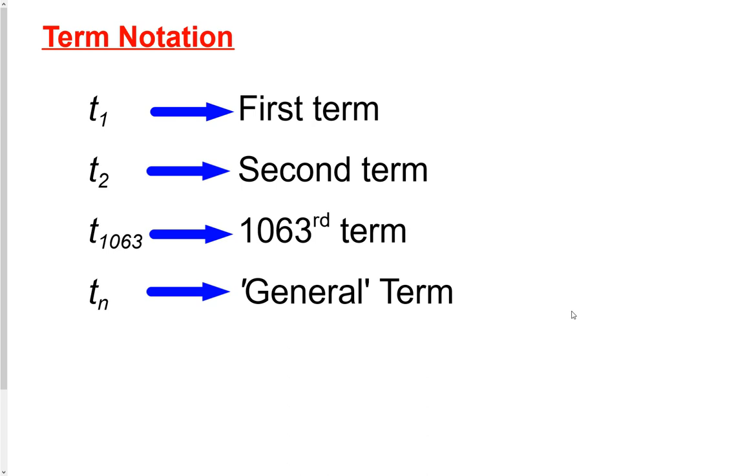Essentially you can think of that as a formula for generating terms in our sequence. So if we want to know the 1063rd term, if we know our general term, we can just plug in some simple stuff to figure out what our 1063rd term is. So our general term is kind of like the formula for our sequence.